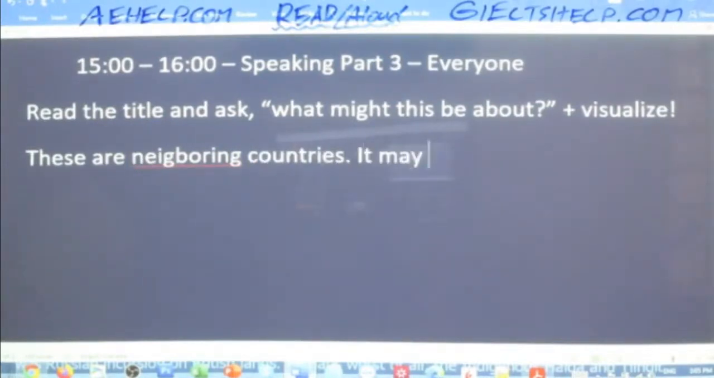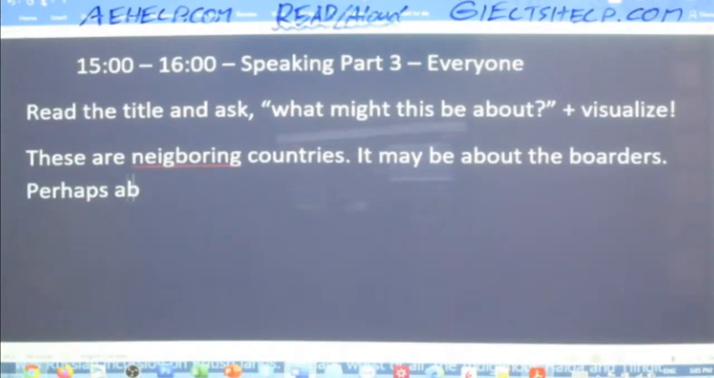All right. So some of you are saying, okay, well, these are neighboring countries. It may be about the borders, perhaps about Alaska. Okay, which is not a bad guess, for sure.